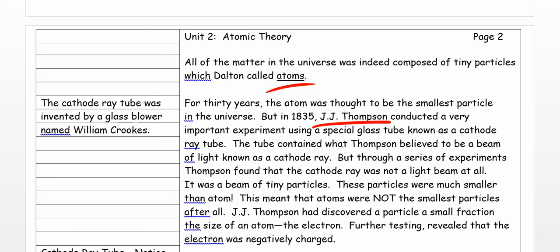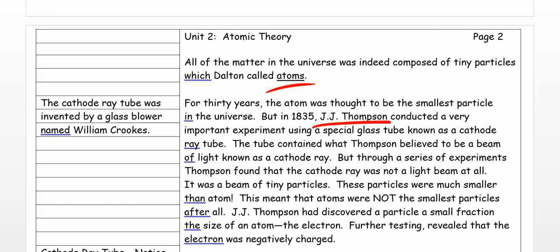The cathode ray tube, or this tube, contained what Thomson believed to be a beam of light known as a cathode ray. But through a series of experiments, Thomson found that the cathode ray was not a light beam at all. It was a beam of tiny particles, matter, in other words. These particles were much smaller than the atom. Let me read that again. These particles were much smaller than the atom.